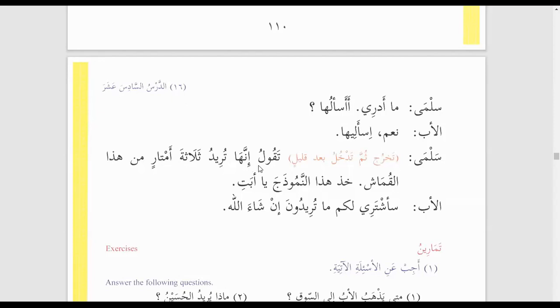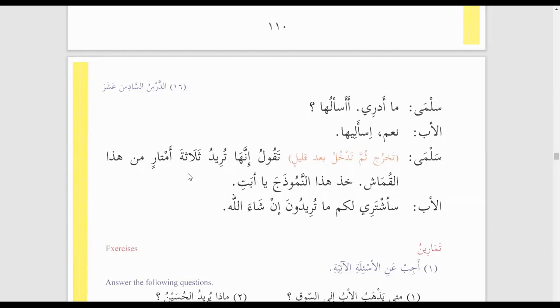Takuru, sir. Yes, after any form of qala, we have to use inna. إنها تريد ٣ أمتار من هذا القماش. She wants 3 meters from this fabric.